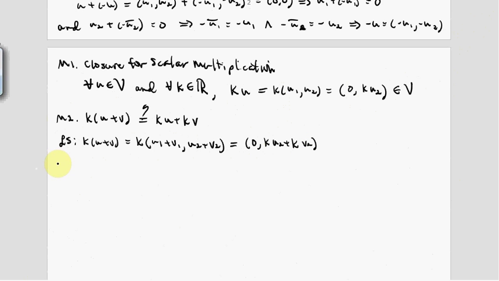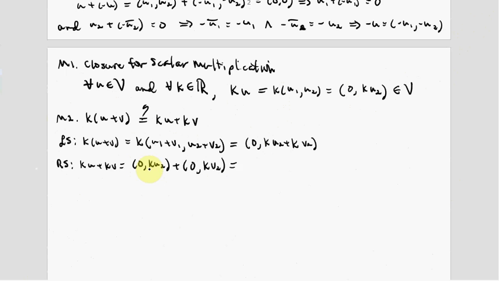Now what about the right side? KU plus KV. So this is scalar multiplication, so we deal with that. So this is 0, comma, K, U sub 2 plus 0, comma, K, V sub 2. Now for vector addition, it's the first component of the first vector plus the first component of the second vector, comma, the second component of the first vector plus the second component of the second vector.